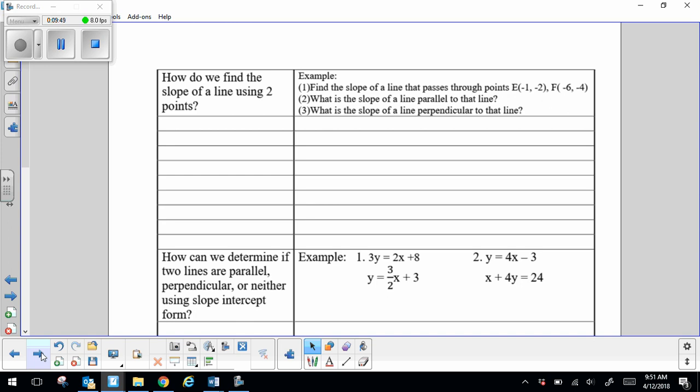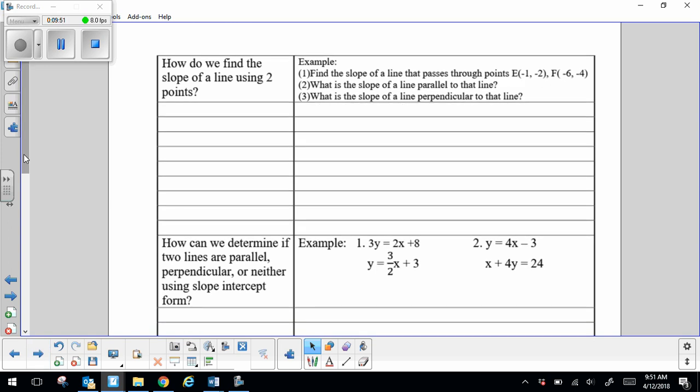And we have a couple of different examples to consider. It says find the slope of a line that passes through points E and F, and then what is the slope of the line parallel to that line, and what is the slope of the line perpendicular to the line. So what we're going to do, I'm going to do it here in the margin. I'm going to do m is equal to y minus y over x minus x. And I'm going to walk over to my points to make sure I know who's who. So here's x and y, and here's x and y.